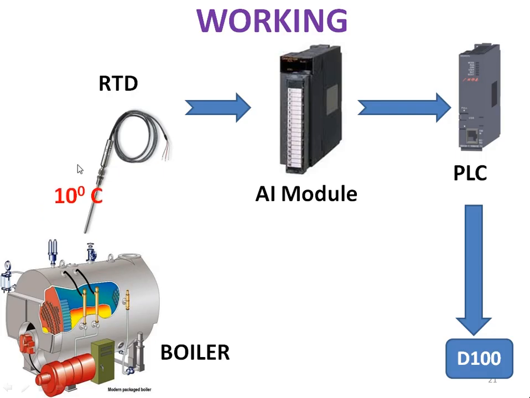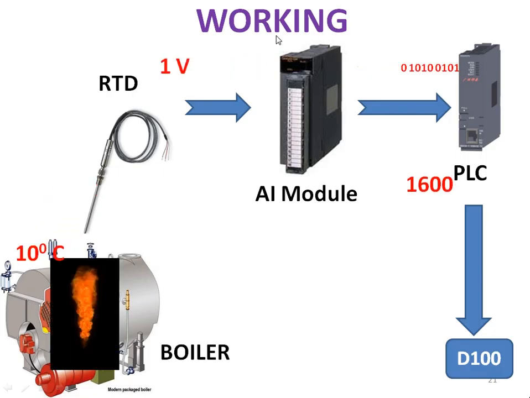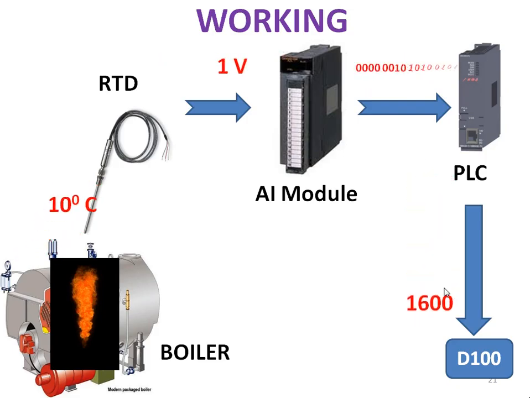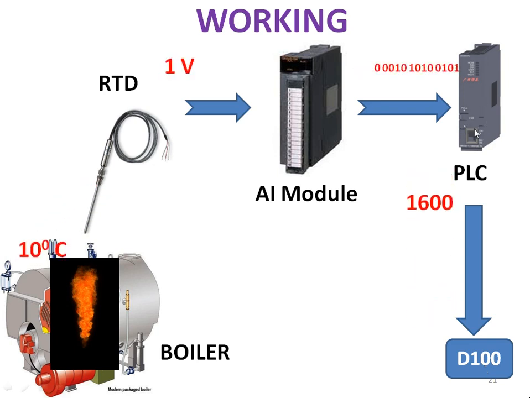Suppose the temperature is 10 degrees Celsius, then it will produce 1 volt. So the equivalent binary value will be something like 0000010000000000; a 16-bit value will be produced based on the analog input. Again this binary value will be converted into a decimal value, which is stored in the data register D100. This D100 is not a separate hardware. It is available in the PLC. It is one type of memory location.